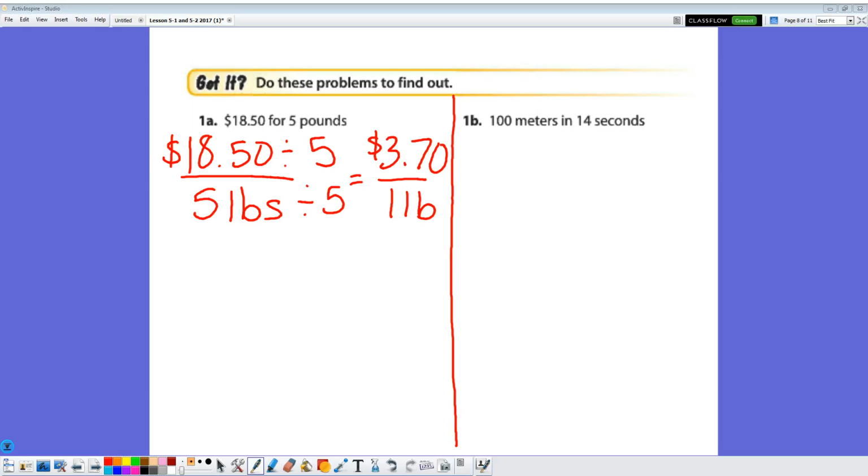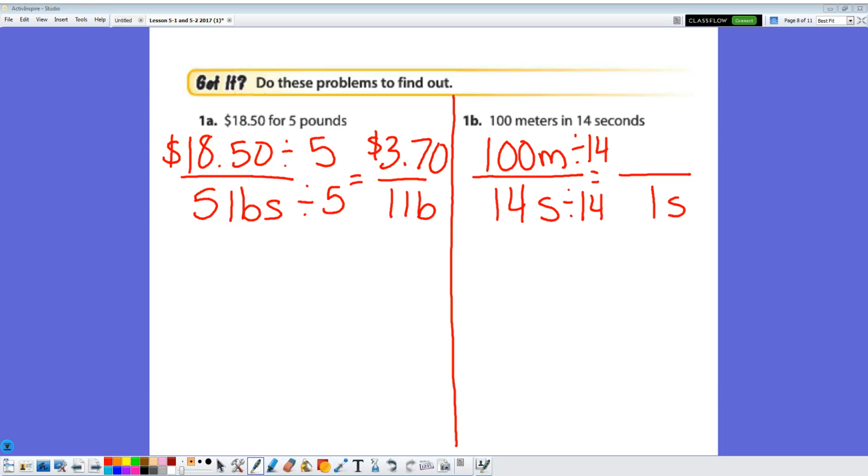Okay, 1B is 100 meters in 14 seconds. So 100 M stands for meters, and 14 S. Okay, since I want a unit rate, I need a denominator of 1, so I'm going to divide the denominator and the numerator by 14. 14 divided by 14 leaves me with 1 second. Okay, and we're going to round to the nearest tenth for this one, so this would be 7.1 meters. So this person went 7.1 meters in 1 second.